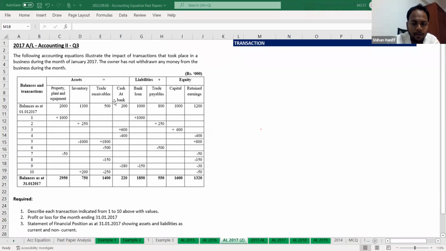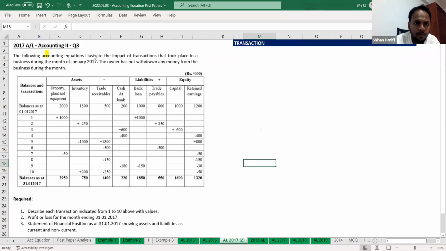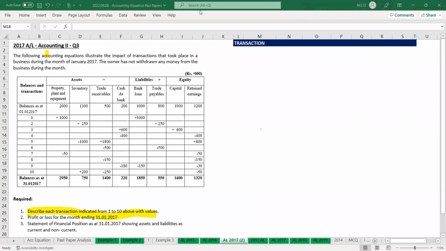All right. So this question, we need to identify the transaction. Describe each transaction indicated from 1 to 10. So let's start. Number 1.